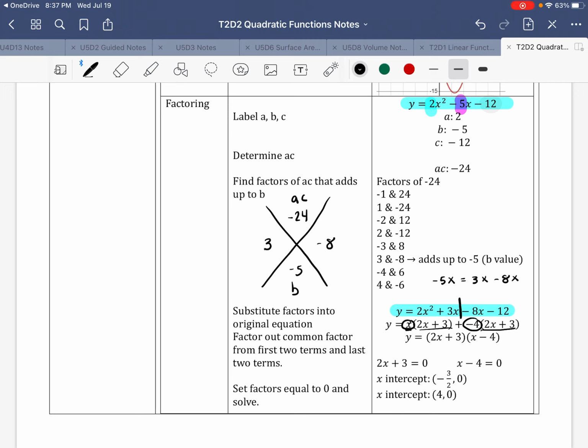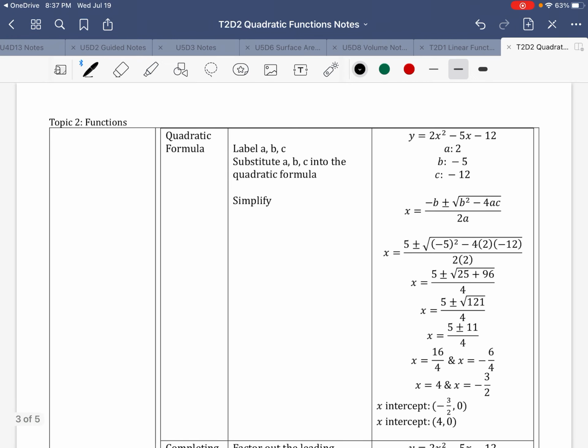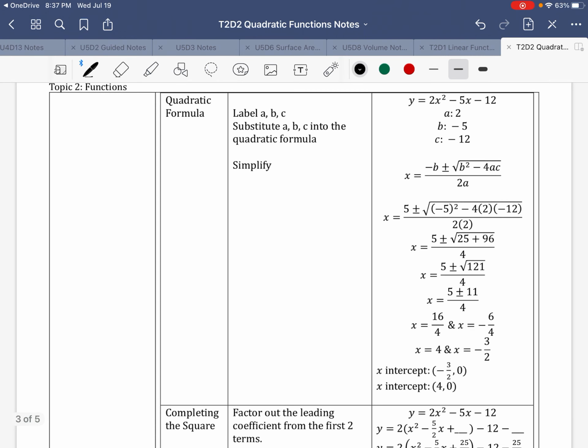Unless specified otherwise, it is a good habit to get your x and y-intercepts written as coordinate points. Next, we have the quadratic formula. Similar to factoring, start by labeling your a, b, and c, and then we have our quadratic formula written out here. x equals -b plus or minus the square root of b squared minus 4ac, all over 2a. Then plug in all of your numbers and start simplifying.